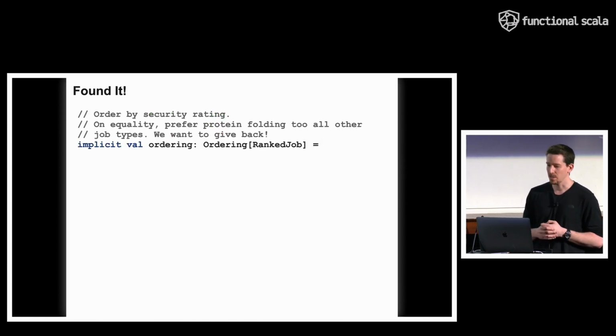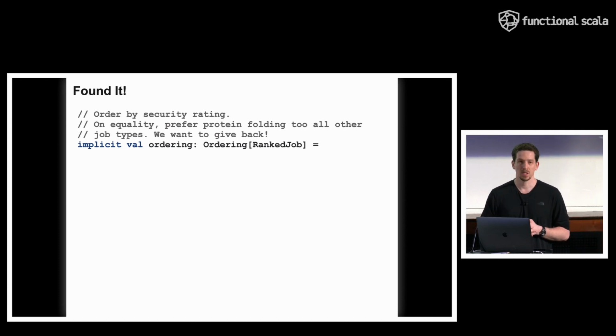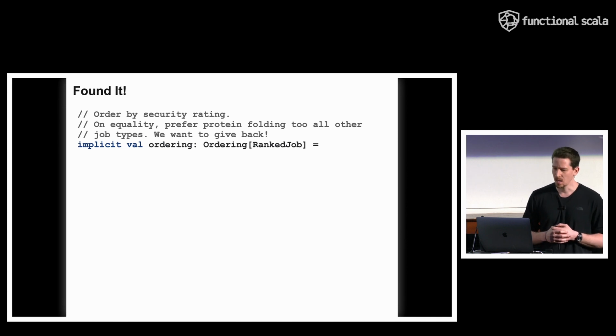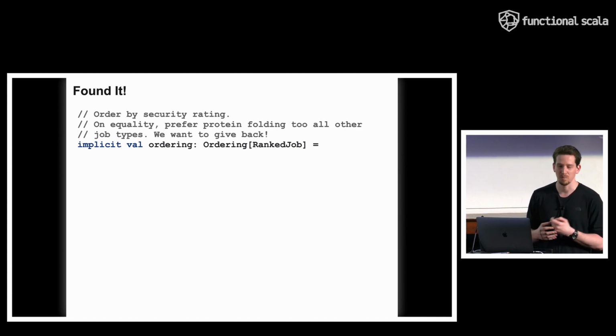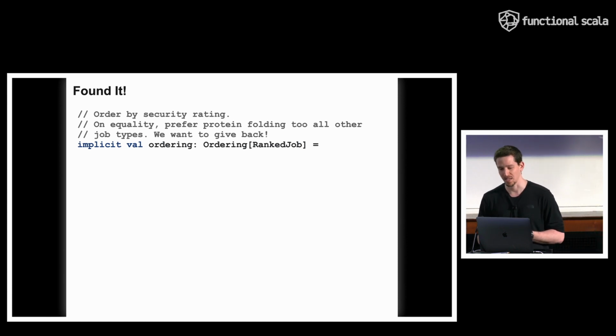So that's the ordering that we're using for rank job. We even have a comment explaining what it should be doing. So we order by security rating, but as a tiebreaker, we prefer protein folding. We really do want to give back to the world. It's in our DNA, so they say. It's also a business requirement, so we have to do it.